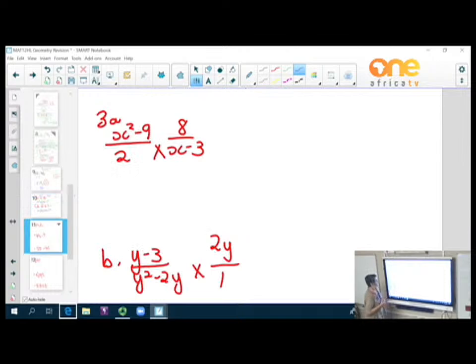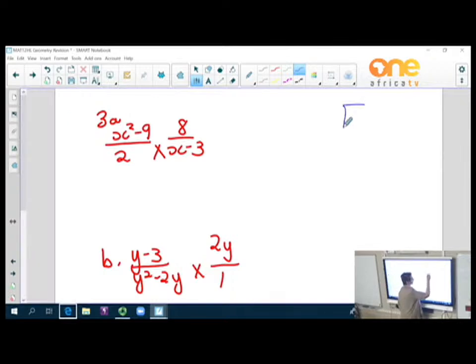Question 3. Now, remember, we can only cancel when it's multiplication. But now we have to factorize as well, because here we have the difference between squares. Now, let's just go back to factorize. And we said we have 4 methods to factorize. And you have to decide which one it is every time.